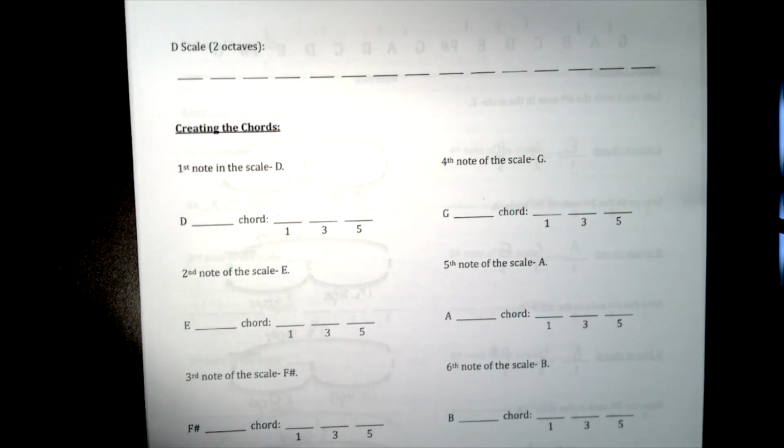Okay, so making the G sharp scale to chromatic scale.